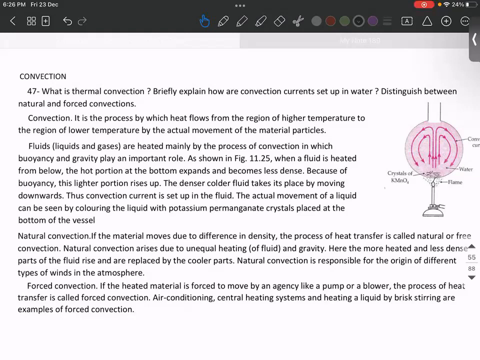So natural convection arises due to what reason? Due to unequal heating. If everything is equally heated, then there is obviously no difference in density and no difference in gravity. Right? So due to unequal heating, the more heated and less dense parts of the fluid rise and are replaced by the colder parts. So natural convection is responsible for the different types of winds in the atmosphere. It is happening due to natural convection.